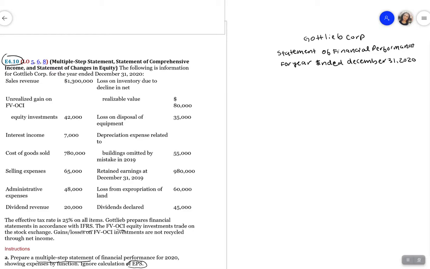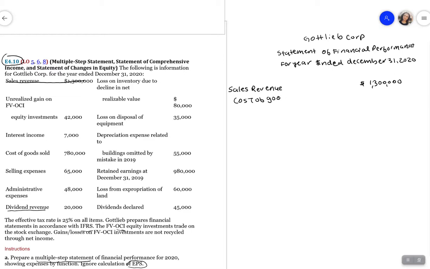So let's see what the question is saying. The first thing we're starting off with is sales revenue, and the sales revenue we have is 1.3 million. What I like to do is cross it out so that we know that we have taken care of it. If we have dividend revenue, it's going to come into our other revenue. The only revenue we have is the sales revenue. Then what we have is a cost of goods sold. Sales minus cost of goods sold will give us a gross profit.